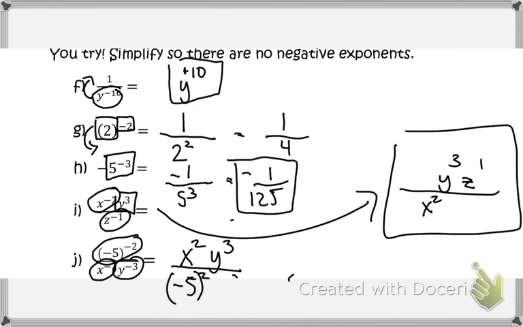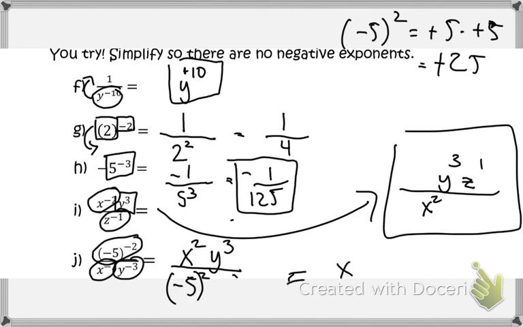And we're going to be careful with this because negative 5 squared with a negative on the inside is negative 5 times negative 5, which is going to give us positive 25 because the two negatives become positive. So your final answer will be x squared y third over positive 25.